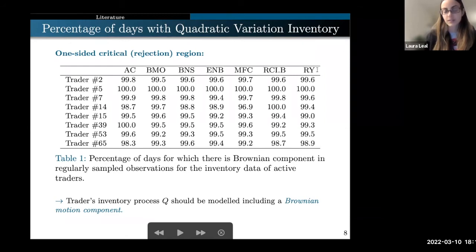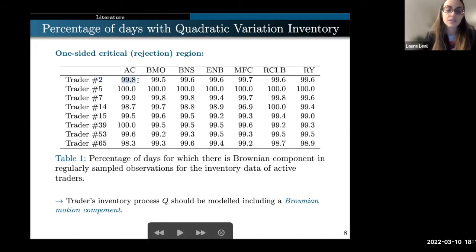So here we have active stocks on the Toronto Stock Exchange, so very liquid stocks. And we have active traders, meaning it's not you and me trading, placing one order every 3 months. This is a trader that is actively trading throughout the day. So they're trading 30, 50, 100 times a day on the same stock.